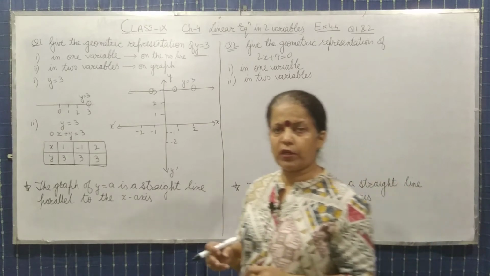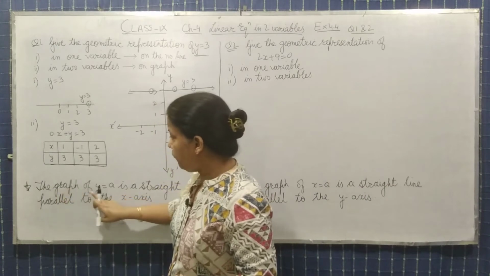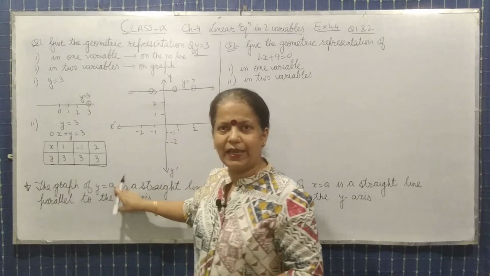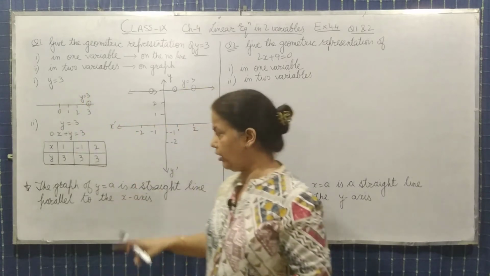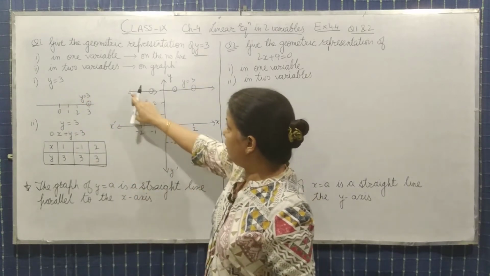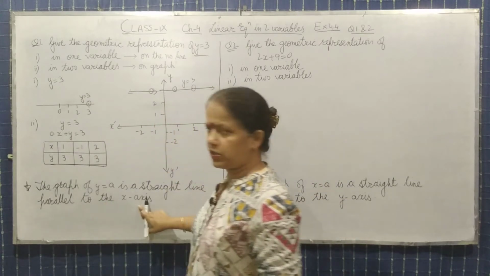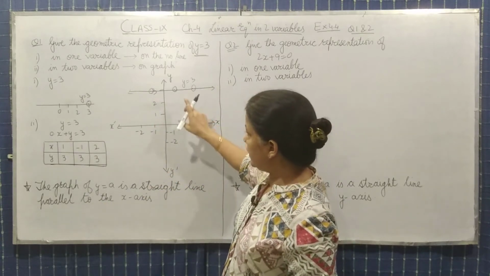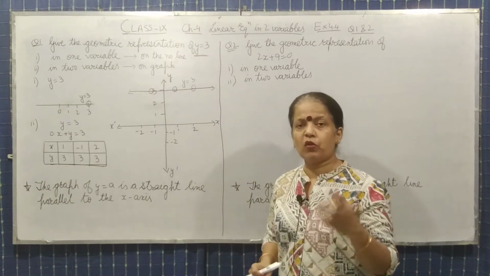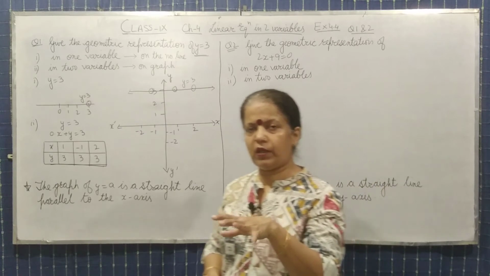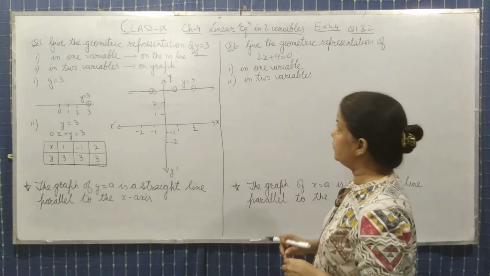So what have we got here? The graph of y equal a, where a is any value, here the value of a is 3, is a straight line parallel to the x-axis. So this straight line is parallel to the x-axis. Have you got it? Whatever the value of y equal a, it will always be parallel to the x-axis.